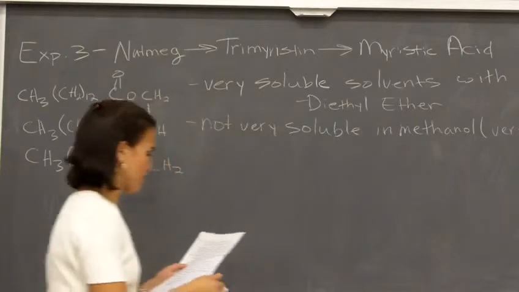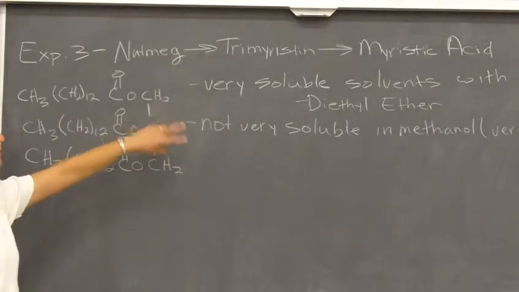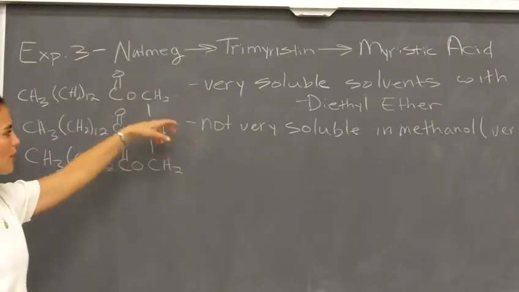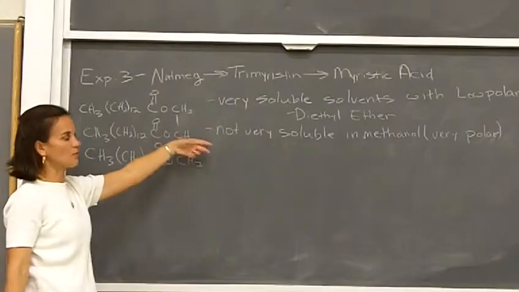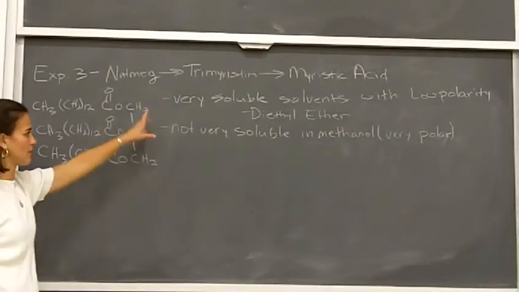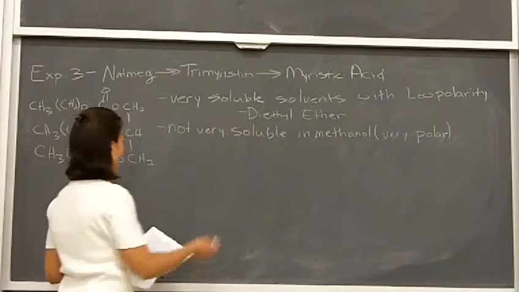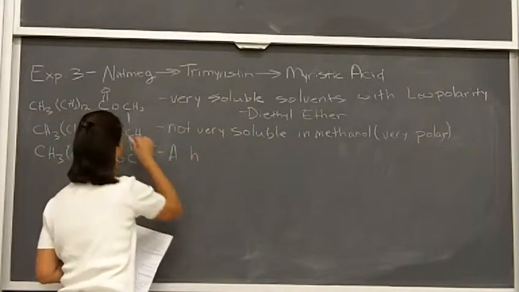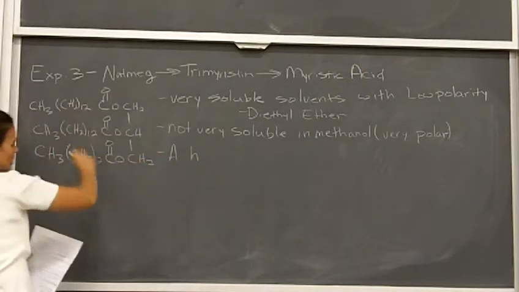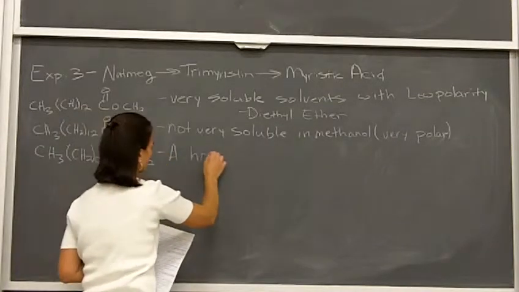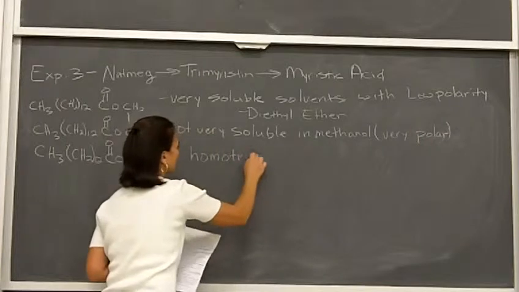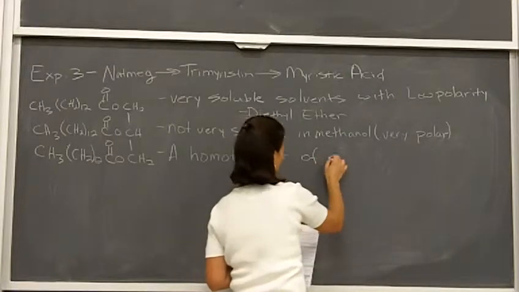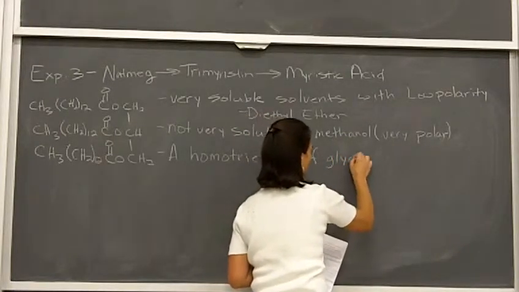Okay, so the first couple steps of the reaction, we're going to, first of all, extract, get it dissolved into the diethyl ether. The second part, once we remove some of the ether, we'll get it to precipitate out with methanol. So we'll take advantage of these 2 things to get our trimyristin. Now, this triester is called a homotriester because all of the chains are the same. It's made up of the same 3 esters. And it's a triester of glycerol, okay? And most fats are triesters of glycerol.